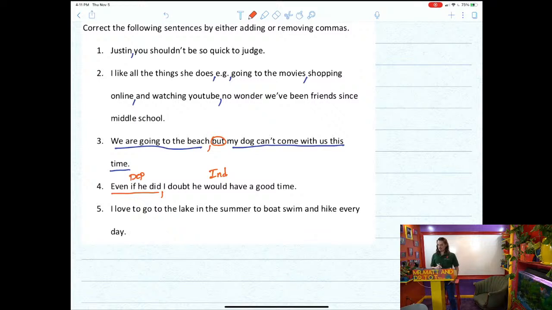And number 5, I love to go to the lake in the summer to boat, swim, and hike every day. So we have a series listing of verbs here, to boat, comma, swim, comma, and hike every day.